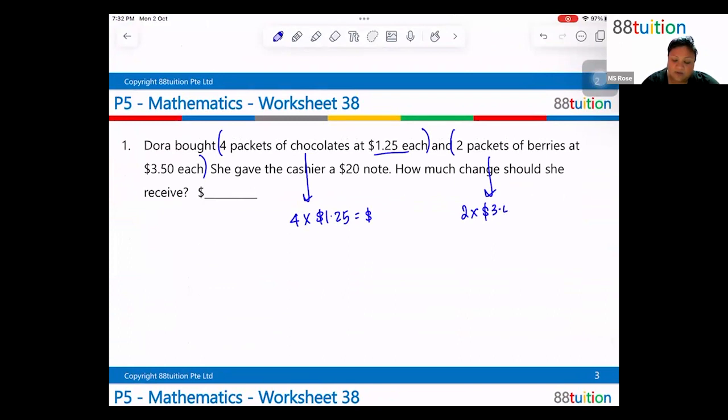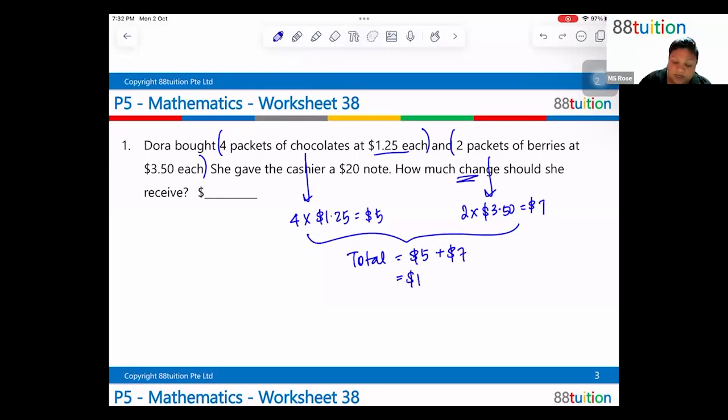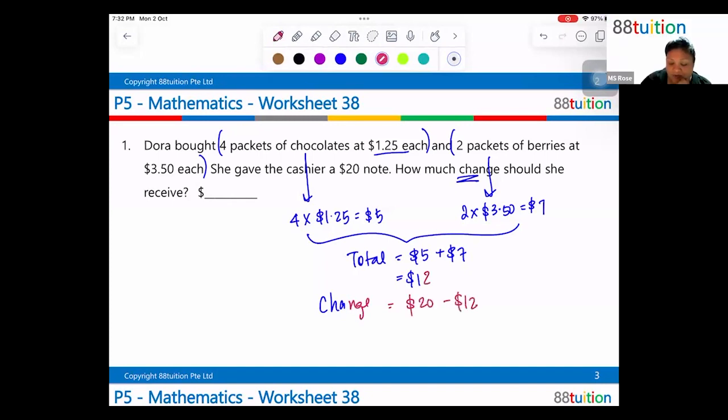And the 2 packets of berries would cost how much? $5. Okay, so this is $5. Berries would be $7. So total, we have 5 and 7 to give me $12. So the change we were looking for would be 20 minus 12 to give me $8. Okay, very good. This is pretty straightforward.